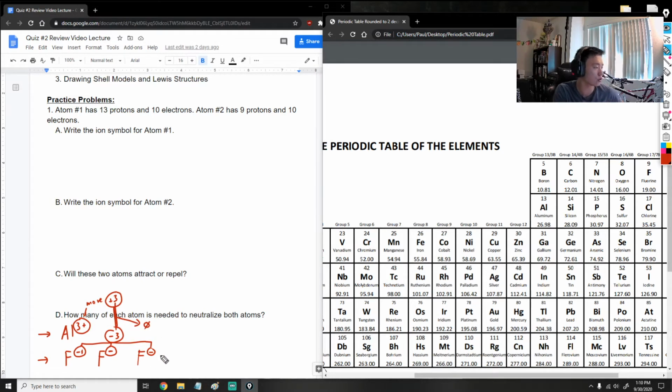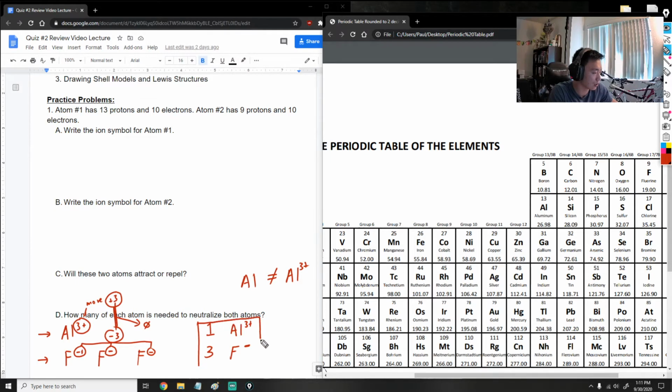So how many do you need of each atom to neutralize it? How many Als do we have? We have 1, so you would need 1 Al3+. Make sure you don't forget the charge. If you just write Al, it's going to be incorrect because Al is not the same thing as Al3+. And how many Fs did we use? I used 3, and again, make sure you put F-.